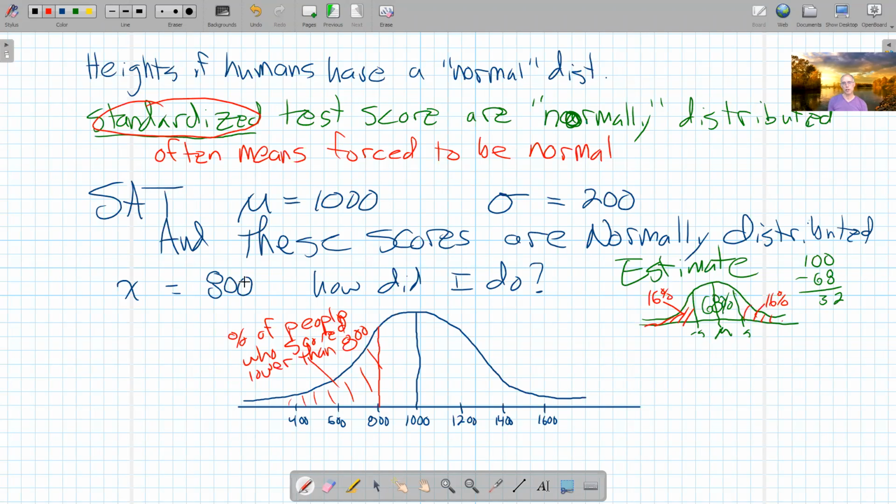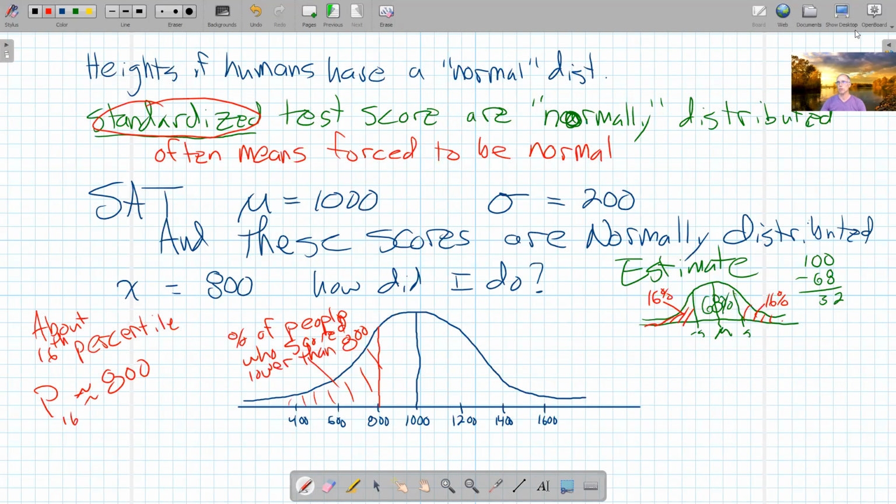So what I could tell this person is that about 16% of people scored lower than you. Now that would put them in the 16th percentile. So this is about a score of 800, if my estimate is right. So P16, remember percentiles from way back, is approximately a score of 800, according to this.